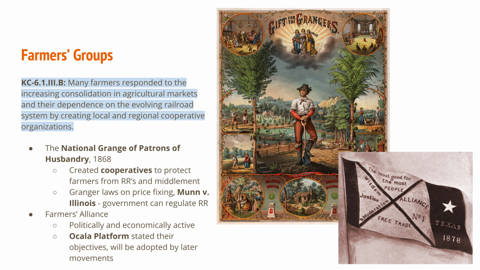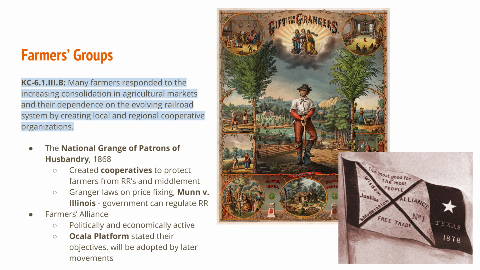They were also lobbying for the governments to regulate the railroads and the rates that they were charging farmers. And in Munn versus Illinois, the Supreme Court case, it was ruled that the government can regulate industries of central infrastructure like the railroads.